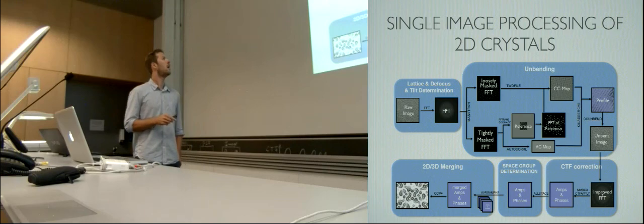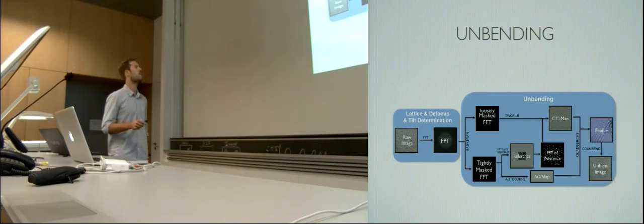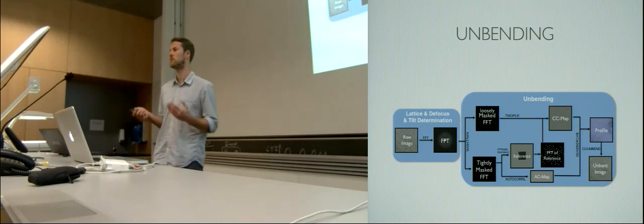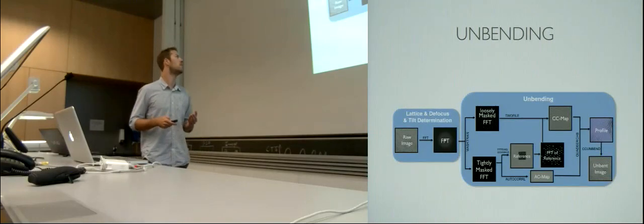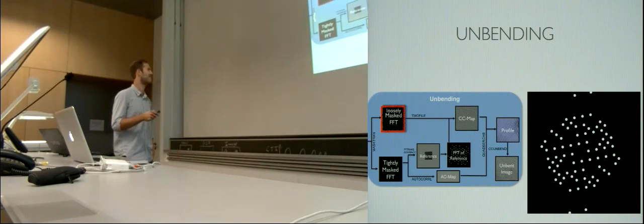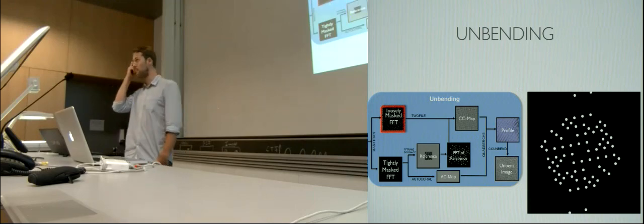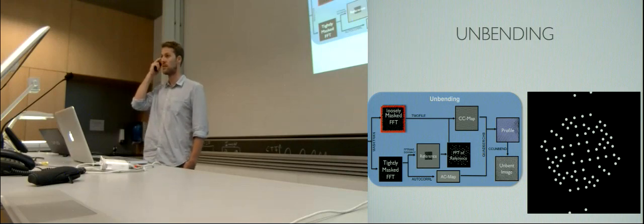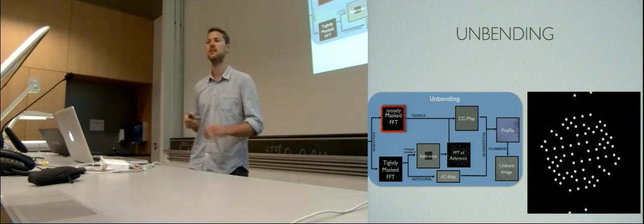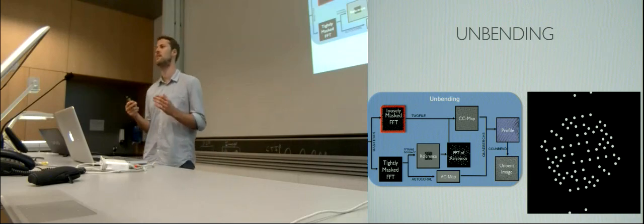So, I told you that we have to create a reference, and the only information that we have is our image, right? Creating a reference means you want to compare your image with a reference, but your image will contain noise, and the first thing you can do before unbending is actually Fourier filtering. Now that you determined your lattice, you know that in the vicinity of your lattice spots, all your information should be, and outside is just noise.